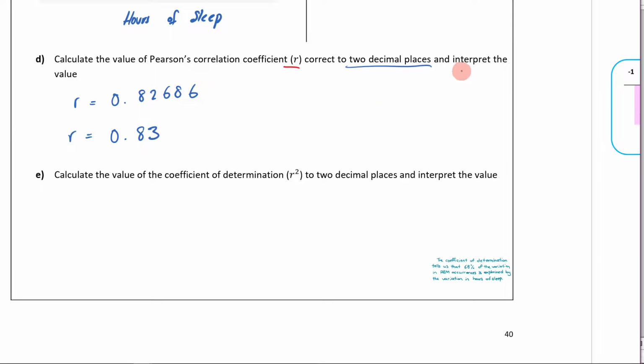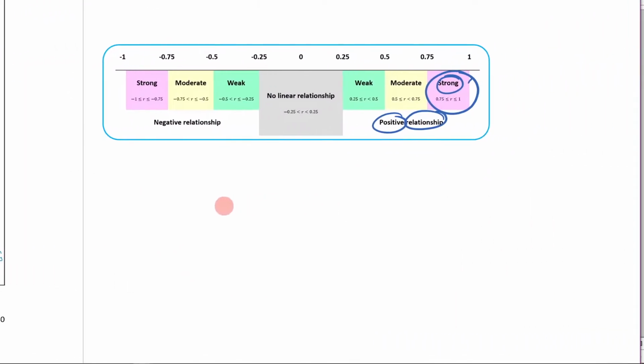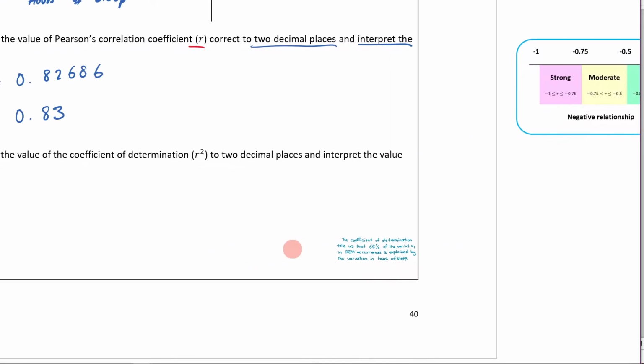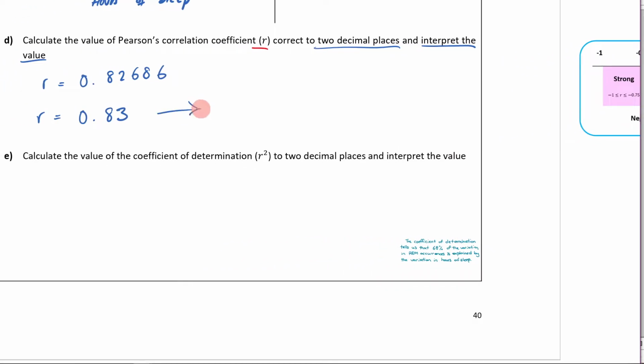It also says that I need to interpret the value. That's when you would refer to this little table here. And as you can see, it's going to tell us whether or not we're strong, weak, negative, or positive, or moderate. So because I'm 0.8, that puts me here between 0.75 and 1. So that means it's strong. It's also positive. So it's a strong positive relationship. So I'll come over here and I'm going to say that it is strong and positive.